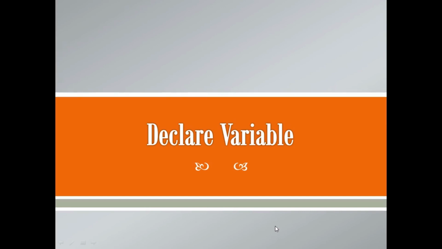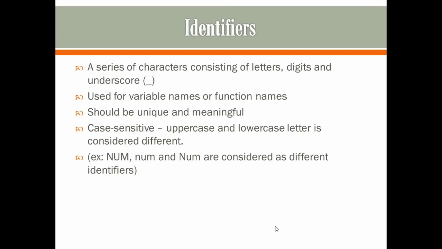Okay, next we go to how to declare a variable. Before we know what a variable is, we need to know what an identifier is. What is an identifier? An identifier is used for a variable name or function name. When you want to choose the variable name or function name, you need to follow the rules on how to write a valid identifier.